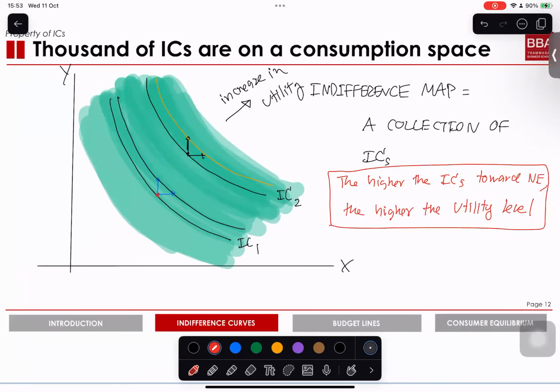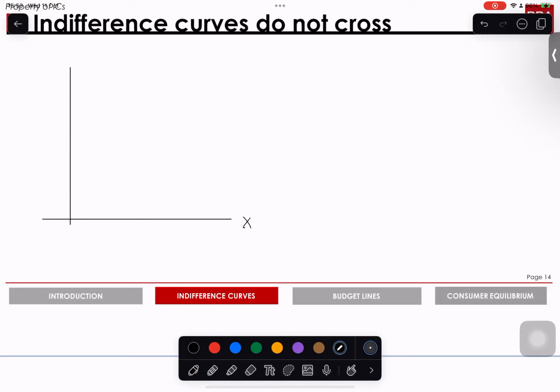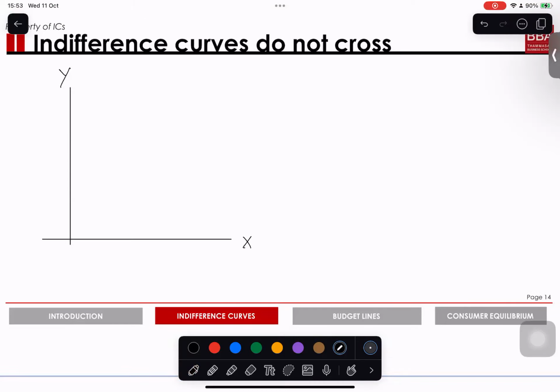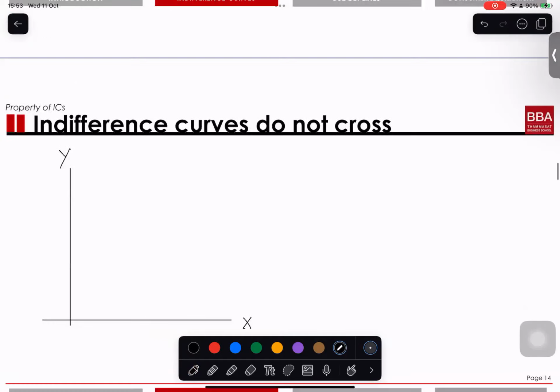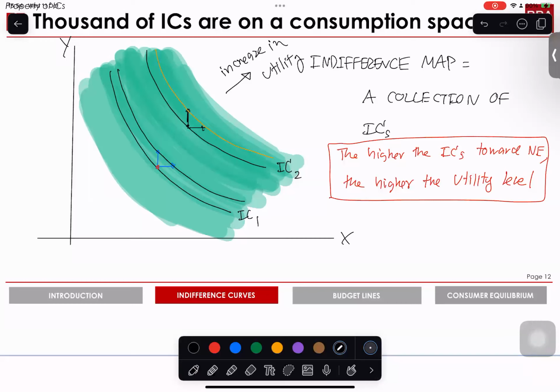Okay. Number 4. I will do number 4 and you do number 5 at home. Why? It's the same logic. It said, if you pick, listen to this part carefully. Here, property number 4 said, indifference curves do not cross.